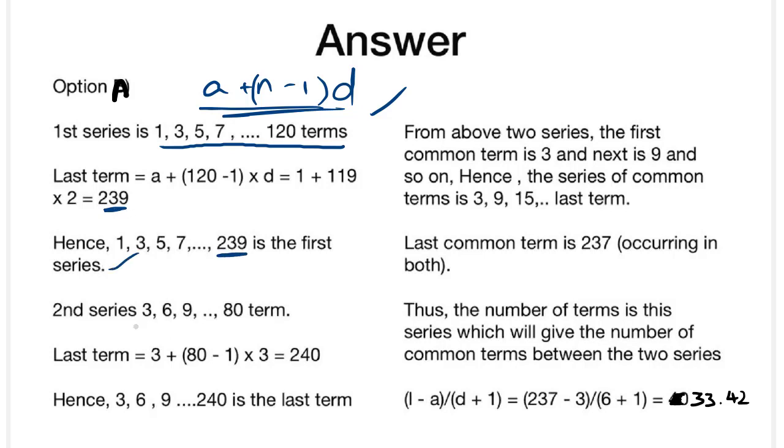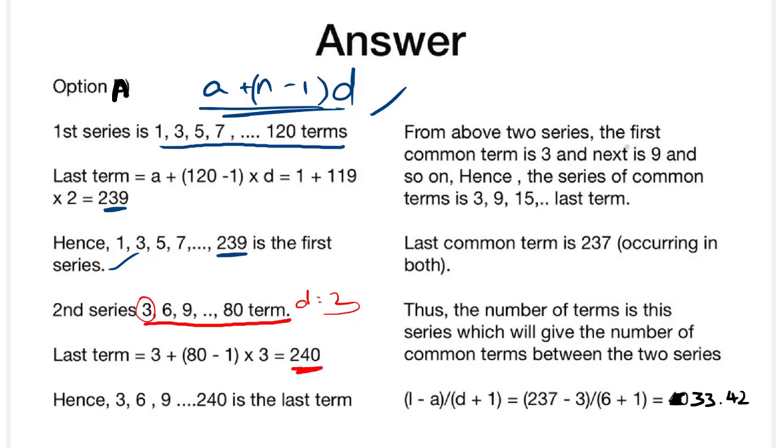Now going on to the second series, which is 3, 6, 9 till 80 terms. The last term is a plus n minus 1 into d. A is 3 here, and the common difference is 6 minus 3, which is 3. So 80 minus 1 into 3 gives 240. So we have the last terms: 239 and 240.